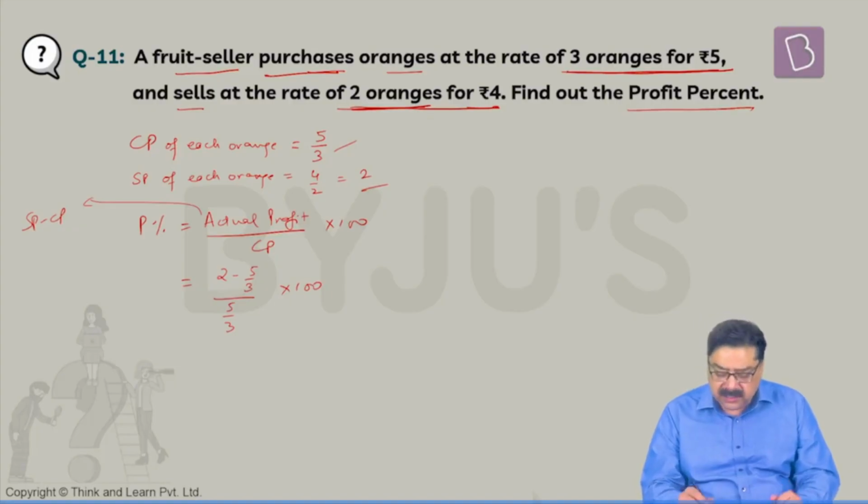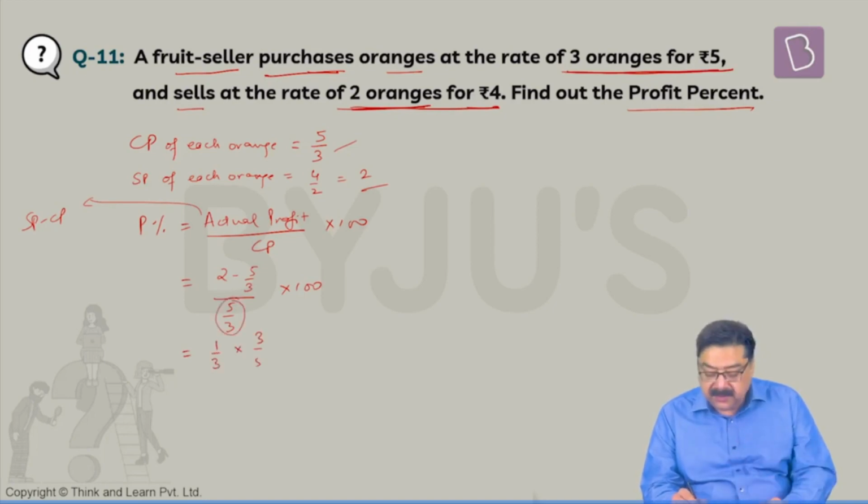So you can always use such kind of methods. So this shall become 3 into 6 minus 5, that is 1 by 3, into this 5 by 3 goes up. So 3 by 5 into 100. So 3 and 3 cancel. 5 and 100 cancel. So a profit of 20% is made.